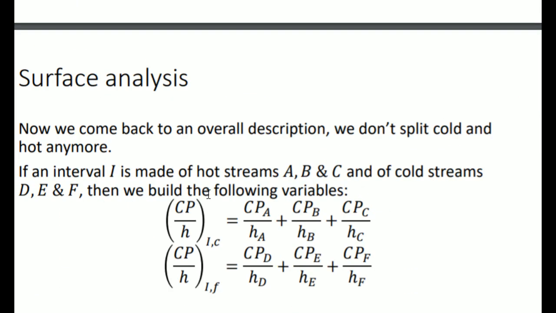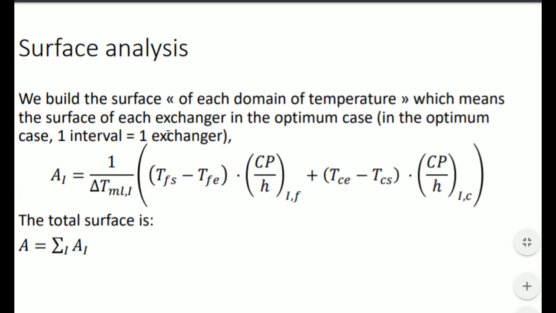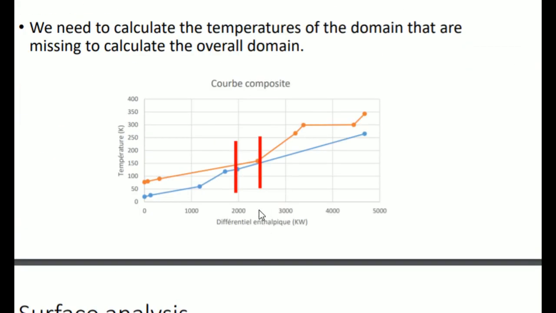Now what we do is we build a new variable, Cp over h. H, remember, is our coefficient for the exchanger. So if I is an interval of hot streams A, B, and C, and cold streams D, E, and F, it does this formula. And then we calculate the equivalent area of one interval of enthalpy. I wrote domain of temperature, but it's domain of enthalpy, because here, remember, the axis is enthalpy. It's not domains of temperature as I wrote.